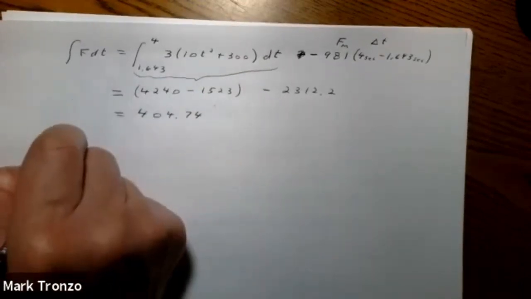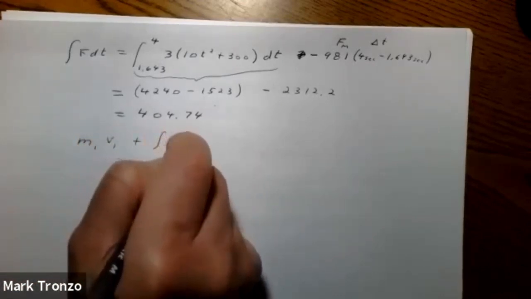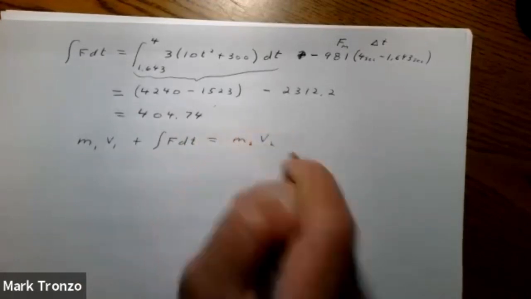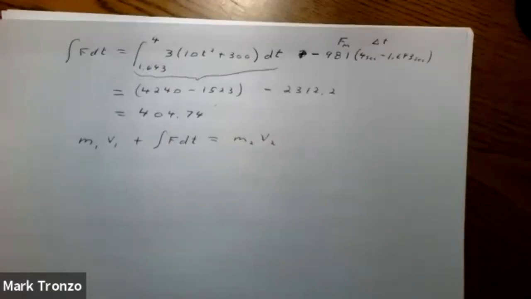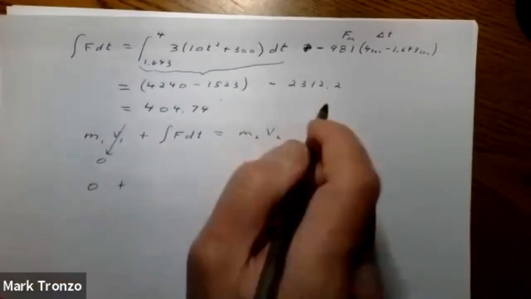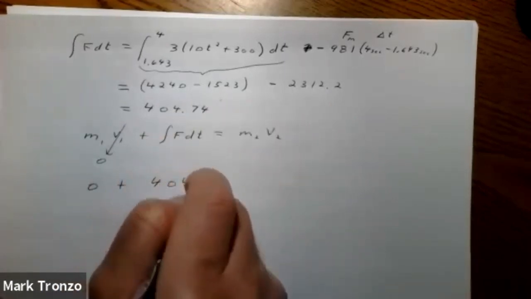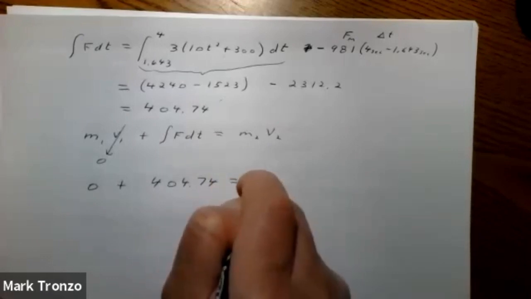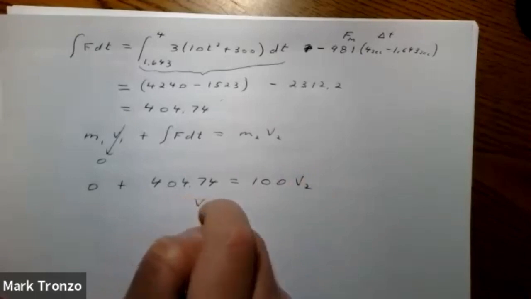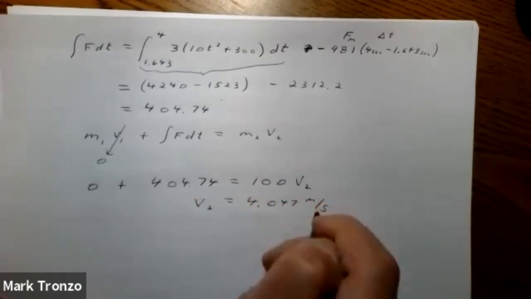So now we just use our equation, M1 V1 plus the integral F dt equals M2 V2. We're starting at 0. And then we determine this over here is going to be 404.74. And the mass of the crate is 100. V2 is 4.047 meters per second.